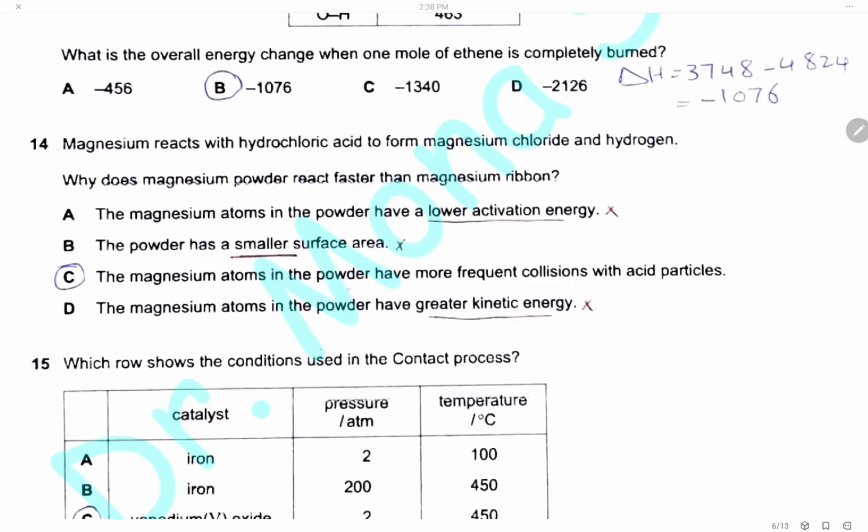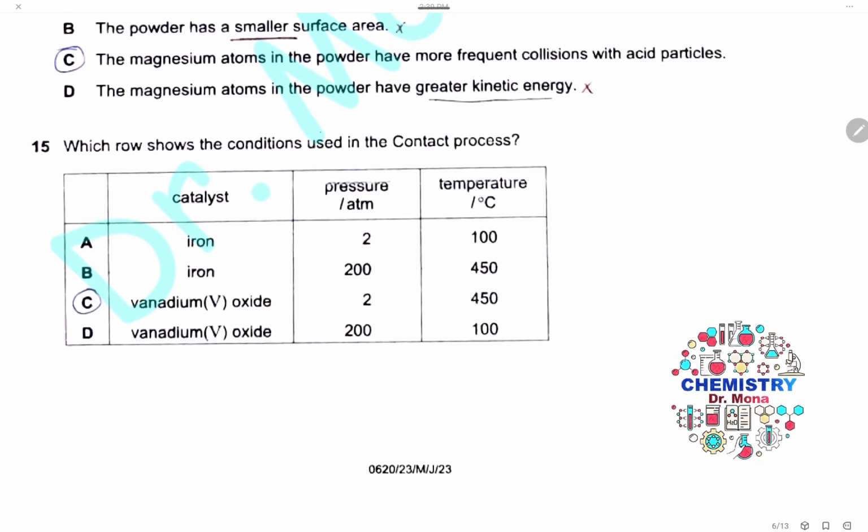The magnesium atoms in the powder have more frequent collisions with the acid particles. Of course, increasing the surface area means more surface available for the reactants to collide with each other. That means more frequent collisions. So statement C is correct. The answer is C. Question 15.